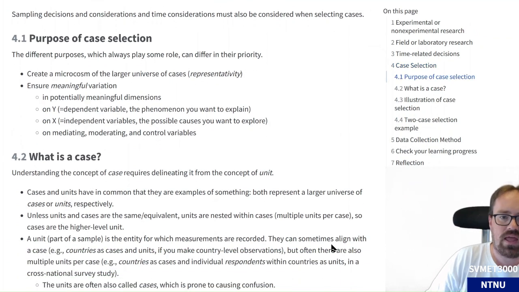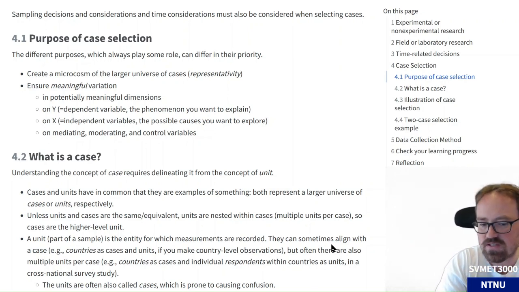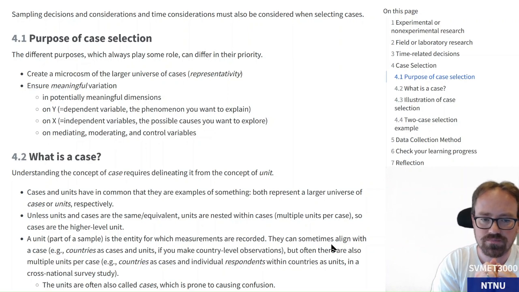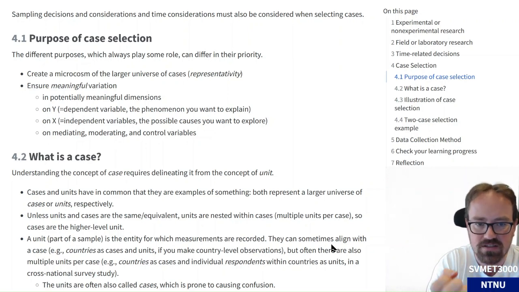The second and often more important consideration is to ensure that we have variation on the variables of interest, meaningful variation between cases. We can have variation within cases if there are several units per case or sub-cases within the case. Those can create variation within the case, but there's also the cross-case variation, and that can be designed in the case selection process. So meaningful variation in potentially meaningful dimensions, just generally, but we can also be more specific.